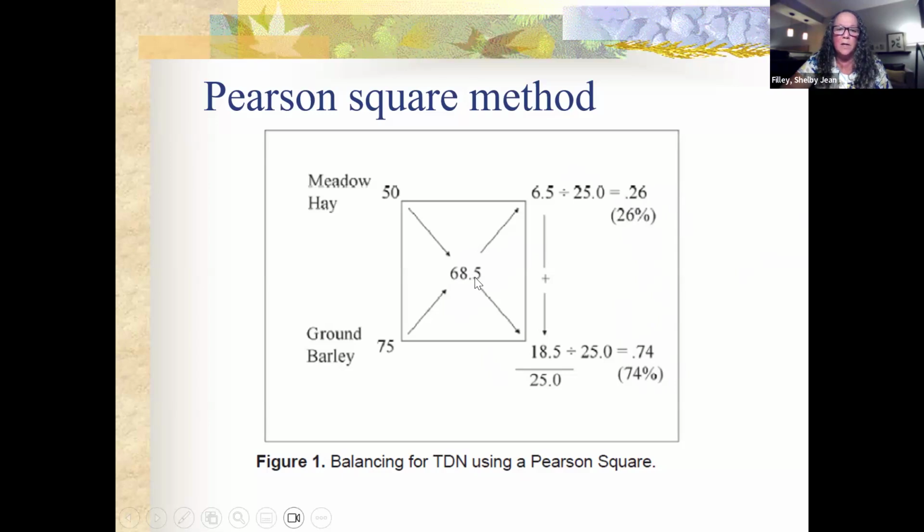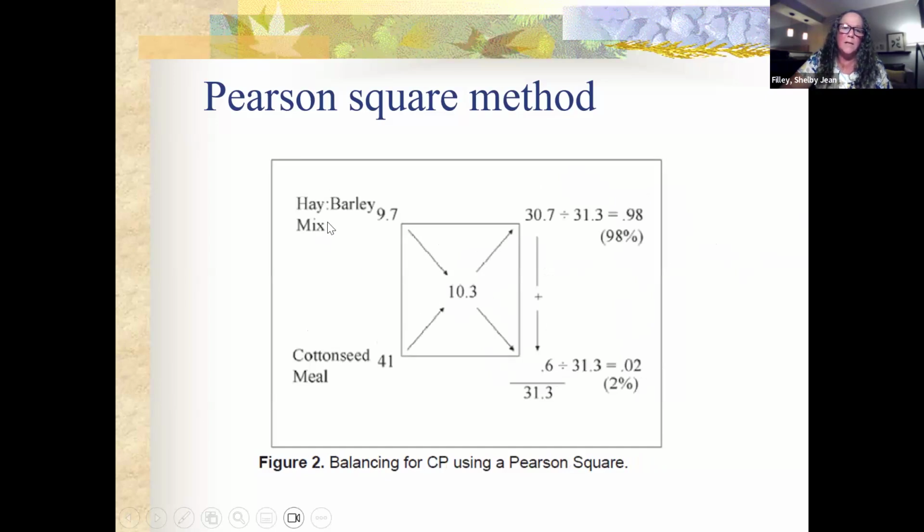68.5% energy. And we can also estimate the protein of those two. So the protein content of the hay and barley mix is 9.7, but the animal's nutrient requirement is 10.3. It's a little short. So we're going to have to add a seed meal, cottonseed meal, soybean meal. Those are already always really high, like 40-45% protein, and do the same up and across the difference, down and across the difference of that.